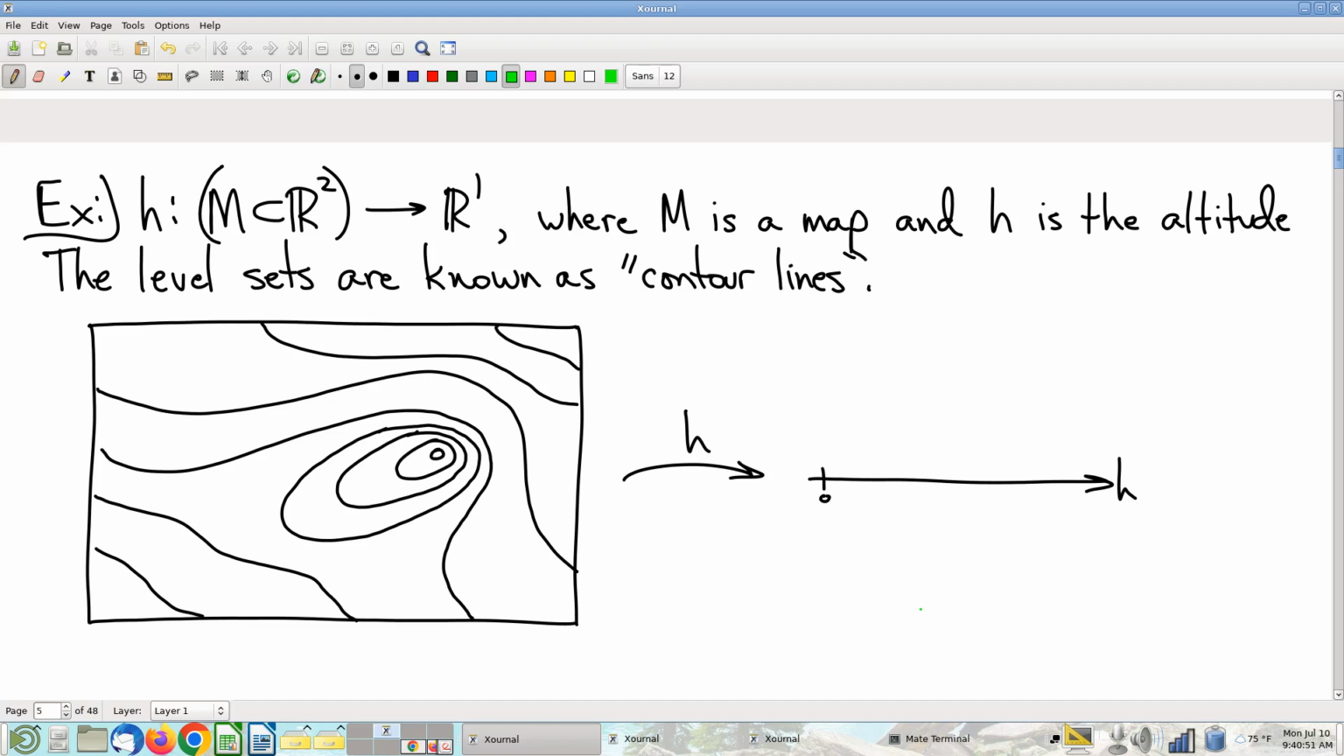And I claim that this is a mountain because you can sort of see that all of these points here are at the same altitude, but then when you look at higher altitudes, it gets smaller and smaller, and that's because you're looking at slices that are higher and higher up. So you can kind of visualize a mountain here.